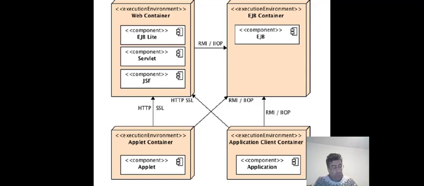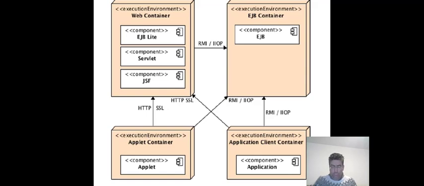Figure 1.1 shows the logical relationship between the containers. The arrows represent the protocol used by one container to access another. For example, the web container hosts servlets, which can access EJBs through RMI-IIOP.